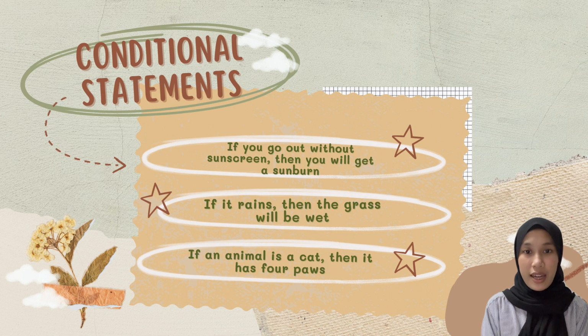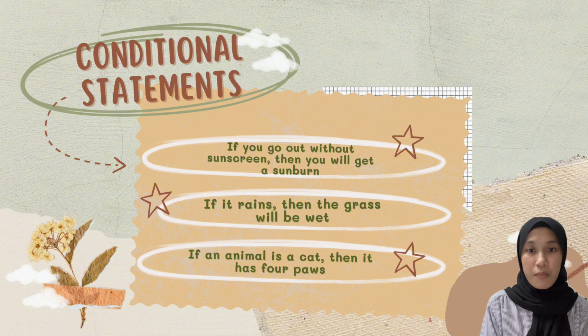In order to help you understand conditional statements better, I will share with you three examples of conditional statements, because I believe some of you might be wondering what conditional statements look like. So here is the first example: if you go out without sunscreen, then you will get a sunburn. Second, if it rains, then the grass will be wet. Third, if an animal is a cat, then it has 4 paws.